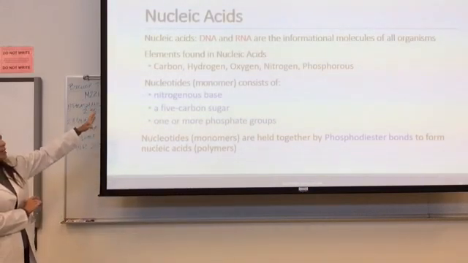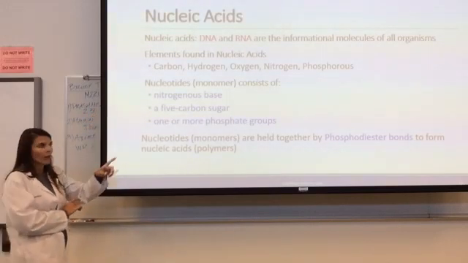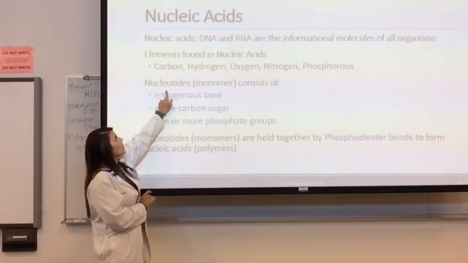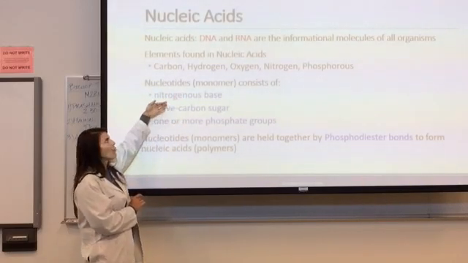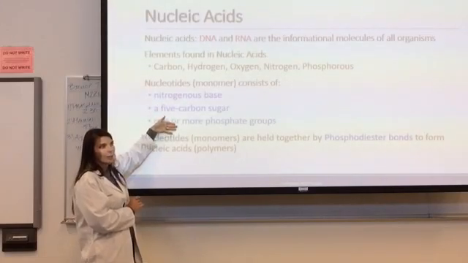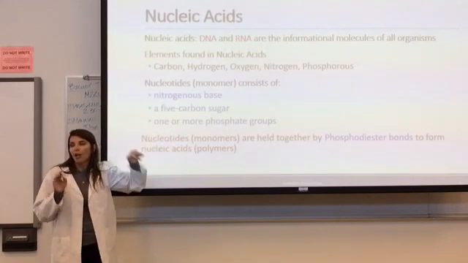So that's the function. Now the monomer, which again means just one, for a nucleic acid is called a nucleotide. It's called a nucleotide, but right beneath it, I have three things listed because a nucleotide has three parts, which I know you have to know.